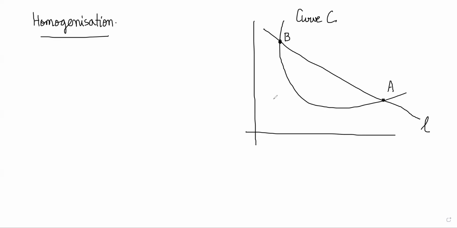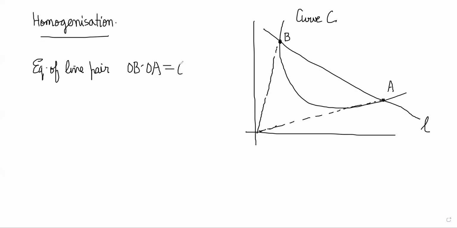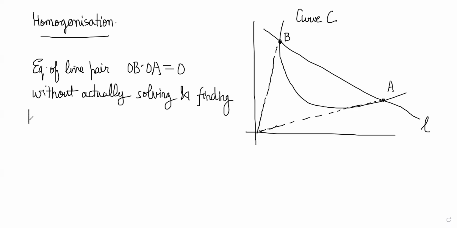Homogenization is basically trying to find the equation of the pair of straight lines OB and OA. You want to find the equation of the line pair OB times OA equals 0 without actually solving and finding points A and B.